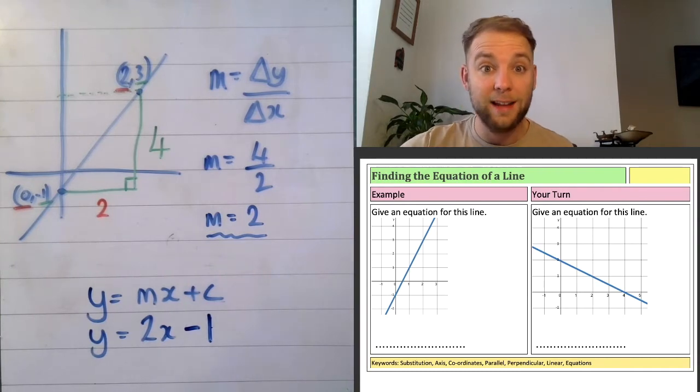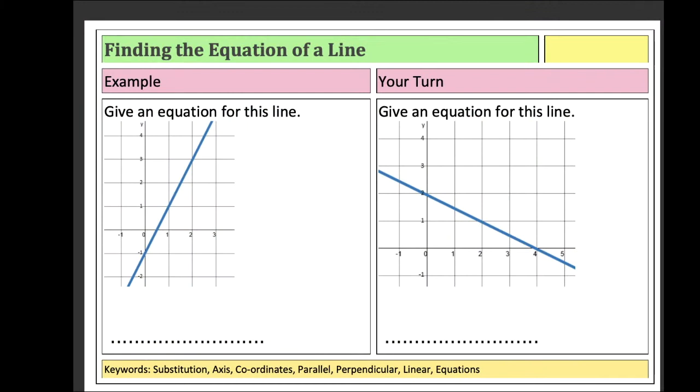It's probably worth drawing out a little sketch like I have. So pause now and have a little go at that one on the right-hand side.